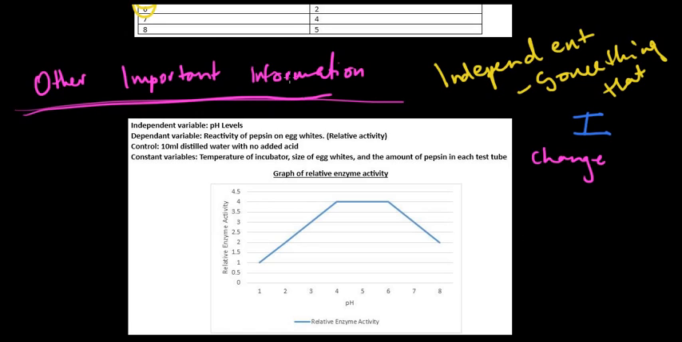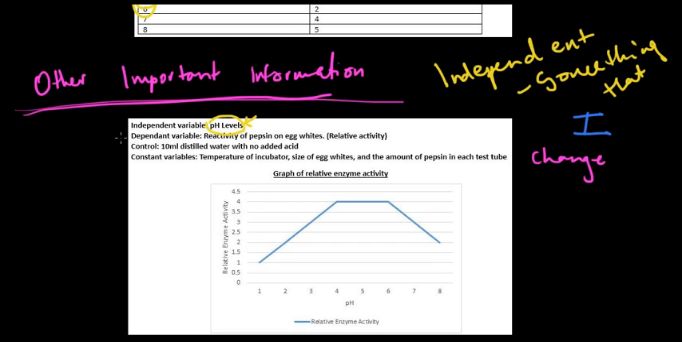In this case, we change our pH levels. But because we change these pH levels, the dependent variable, which is the reactivity of pepsin on egg whites, also changes. If I had my pH levels at a different level, then obviously the reactivity of pepsin would also change. So that's a dependent variable, something that changes because of something that we've already changed.